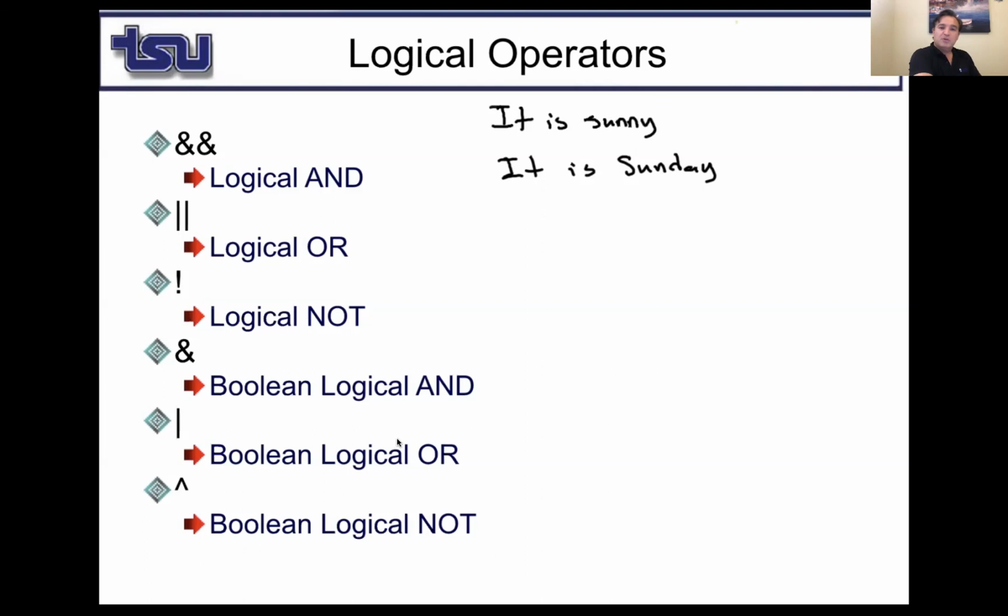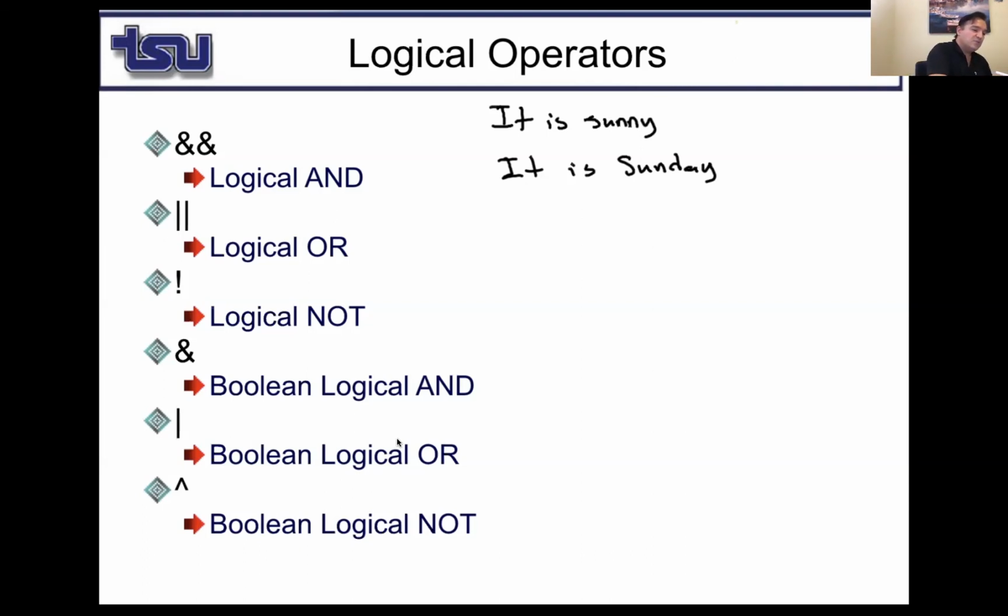In order for me to go to swimming, it must satisfy both conditions. It must be sunny and it must be Sunday. If it is sunny but not Sunday, I don't go to swimming. If it is not sunny and it is Sunday, I still don't go to swimming. If it is not sunny nor it is Sunday, I definitely don't go to swimming.